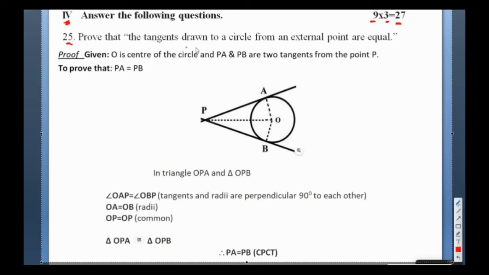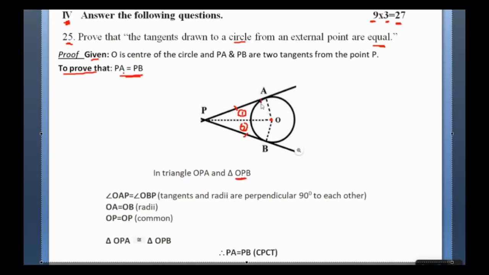25th question. Prove that the tangents drawn to a circle from an external point are equal. So in this theorem, given is O is the center of the circle and PA and PB are tangents to the circle. We have to prove that PA and PB are equal. They both are tangents and we have to prove they are equal. So to prove they are equal, there are two triangles. Triangle 1 is OPA and another triangle is OPB.